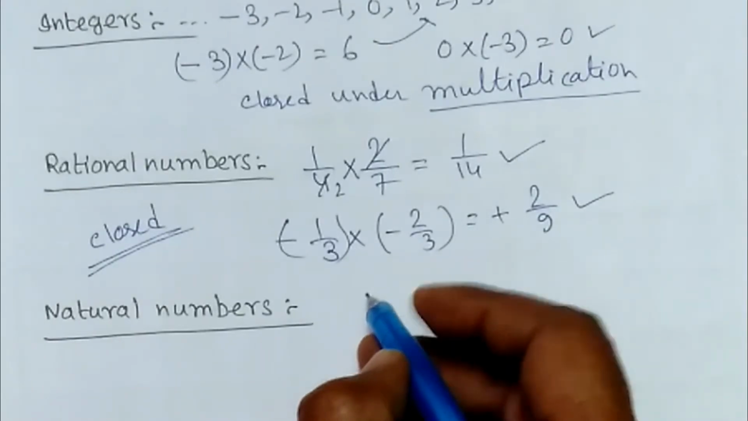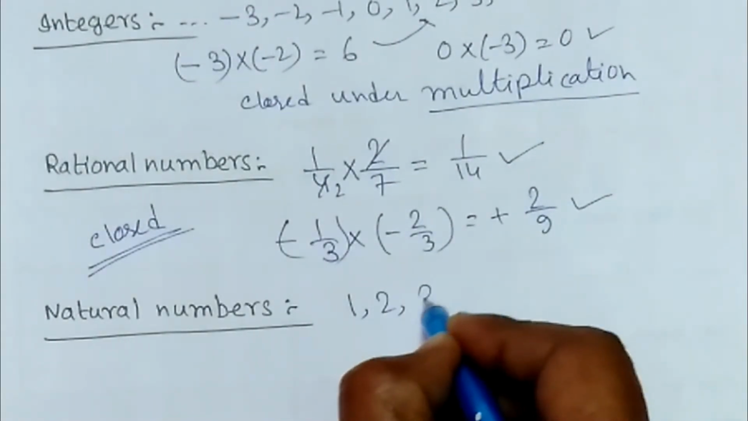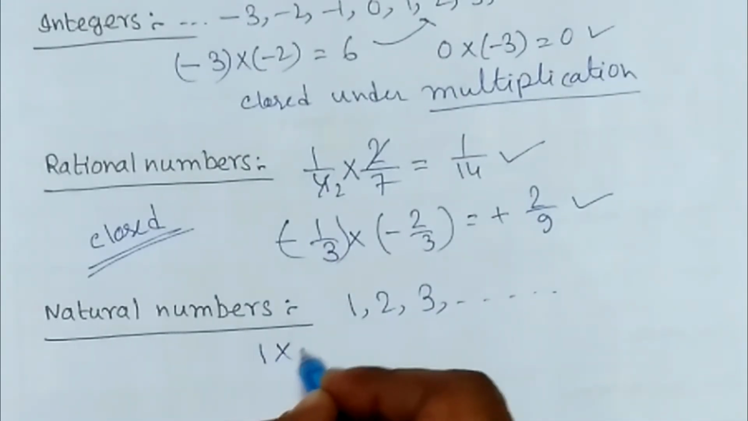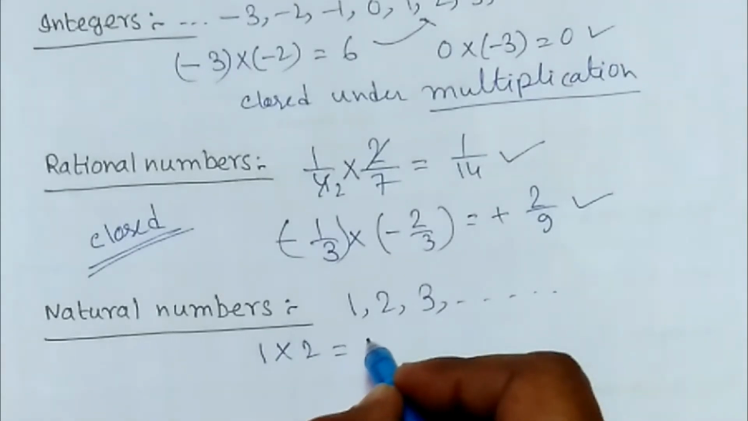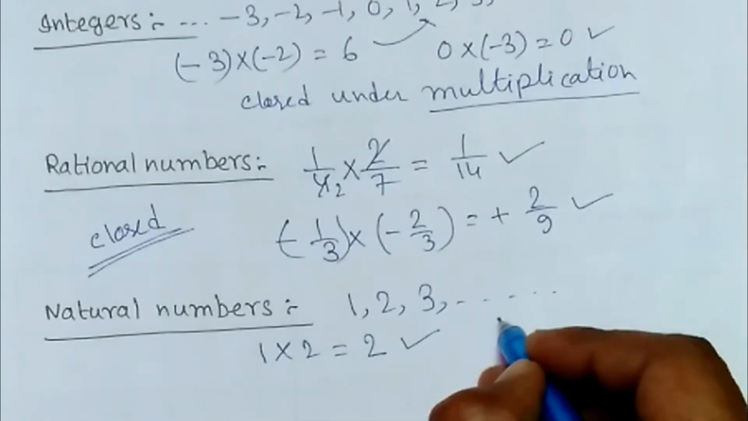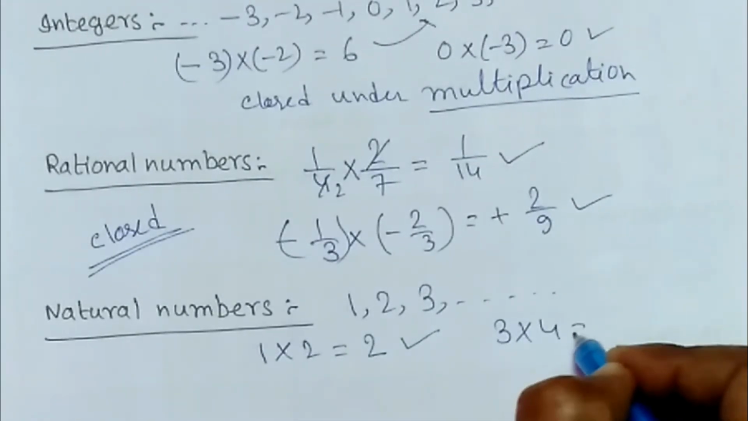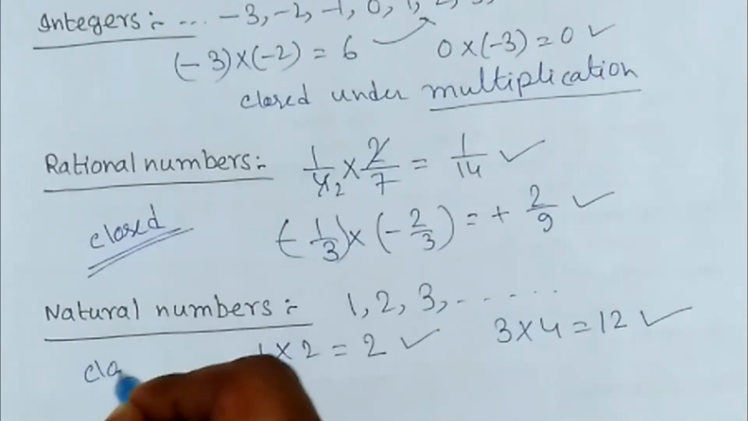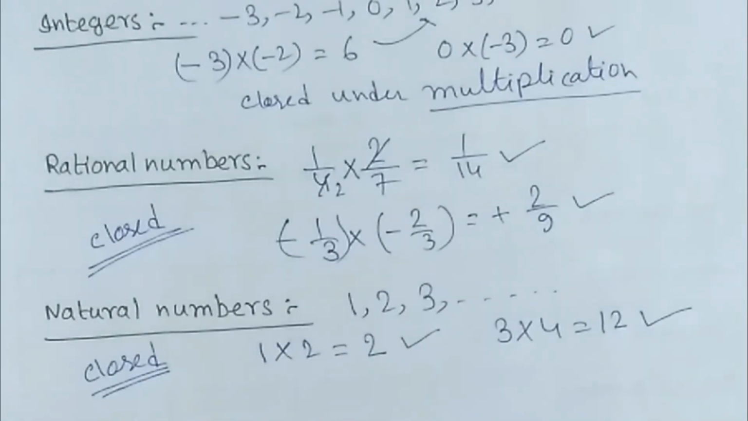Similarly, if we choose natural numbers, that is 1, 2, 3 up to infinity, then if we multiply them, 1 into 2 gives us 2, which is also a natural number. 3 into 4 is equal to 12, which is also a natural number. So natural numbers are also closed under multiplication.